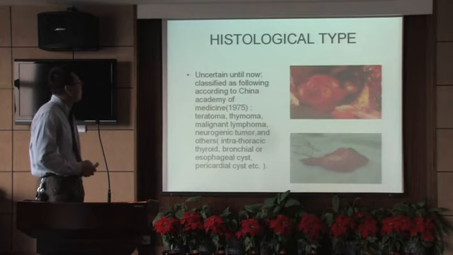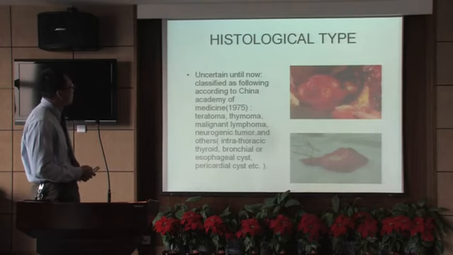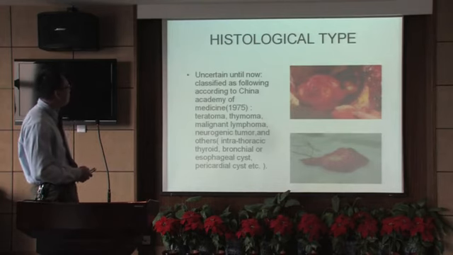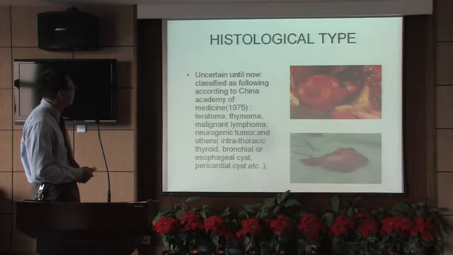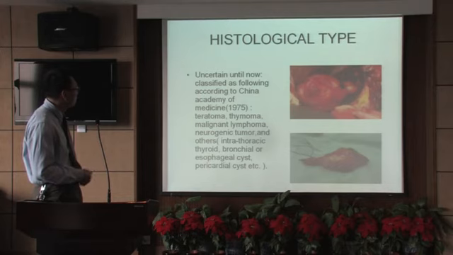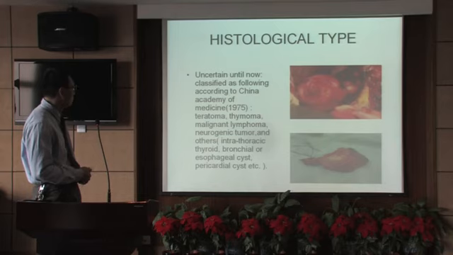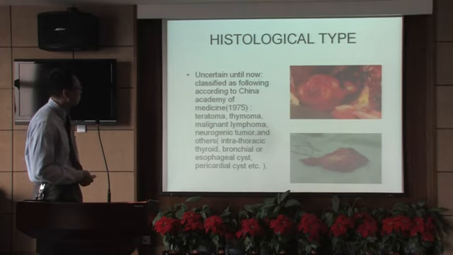The histology type is uncertain until surgery. Tumors are classified as follows according to the Chinese Academy of Medicine in 1975: teratoma, thymoma, malignant lymphoma, neurogenic tumor, and others, including intrathoracic thyroid, bronchial or esophageal cysts, and pericardial cysts, etc.